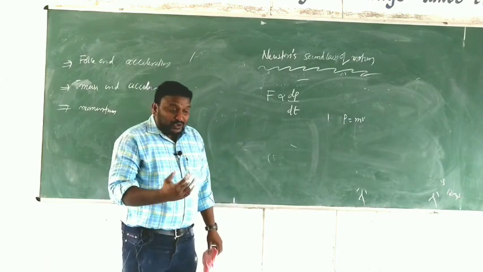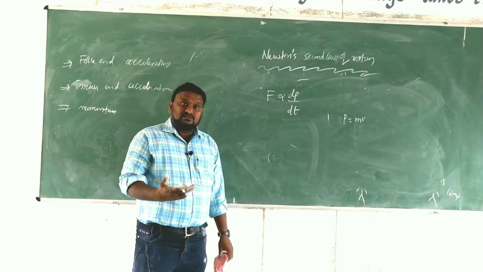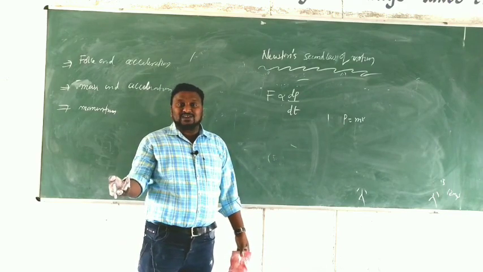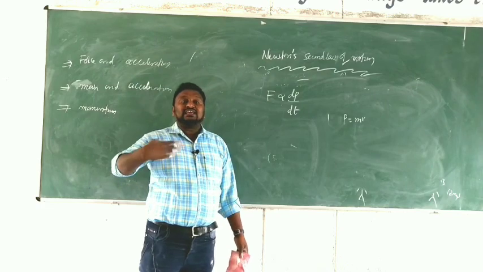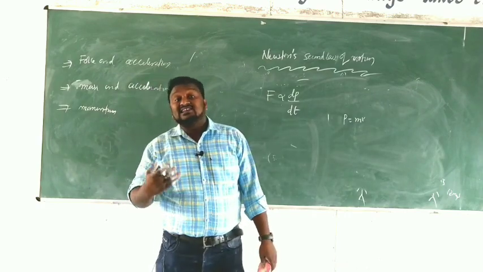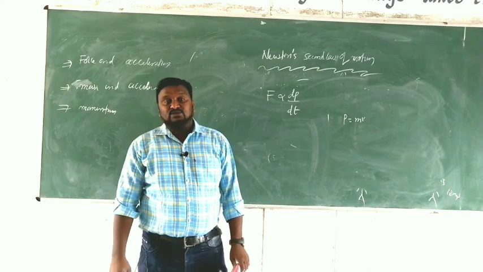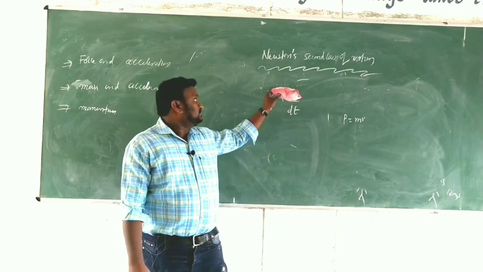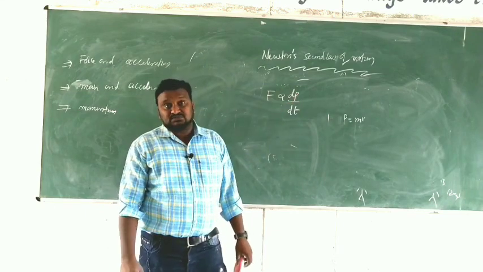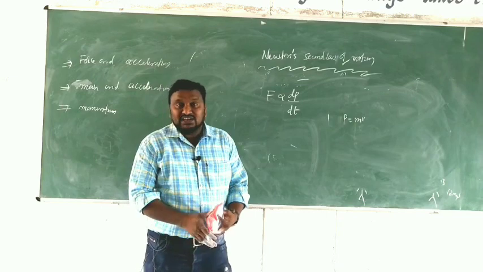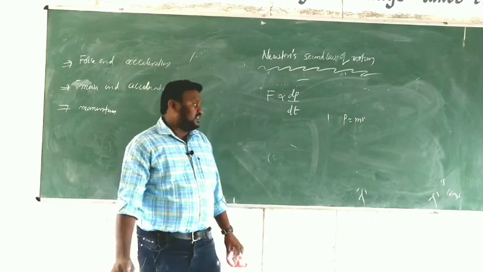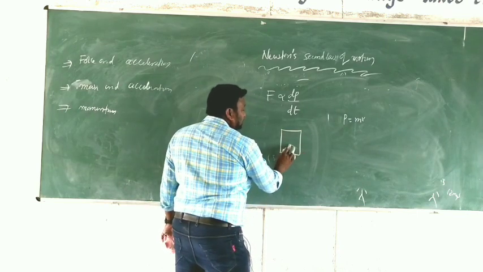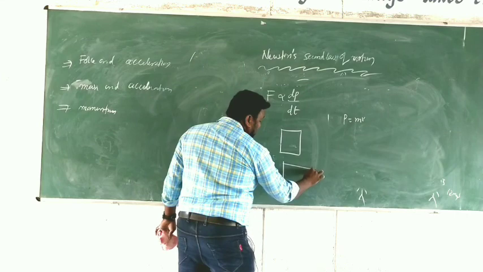Clear? When external force increases, momentum also increases. That is meant here. Newton's second law of motion is what? When the external force acting on the body increases, then the rate of change of momentum also increases. The rate of change of momentum depends upon the applied force. That is Newton's second law of motion. I will give one example, and after that you can automatically understand it. Here there is one block, and here also there is one block.